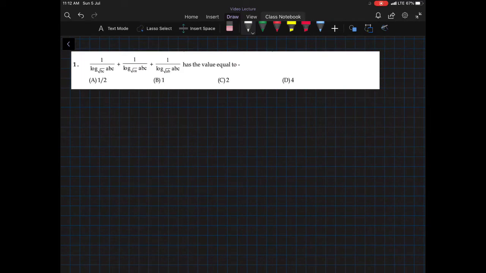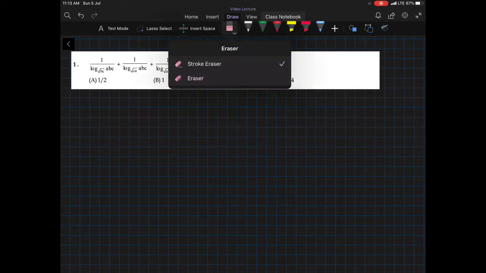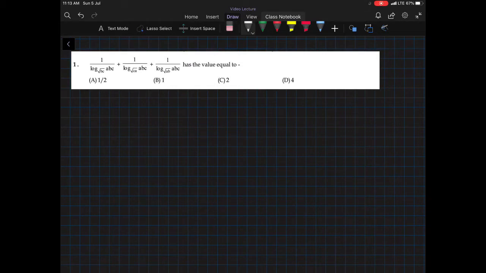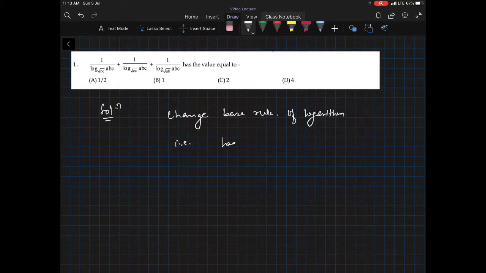Question number 1, where you must observe that there are some same terms but the base is different. So first we will apply the change of base rule of logarithm, that is, log x base y can be equal to log of x base a by log of y base a.